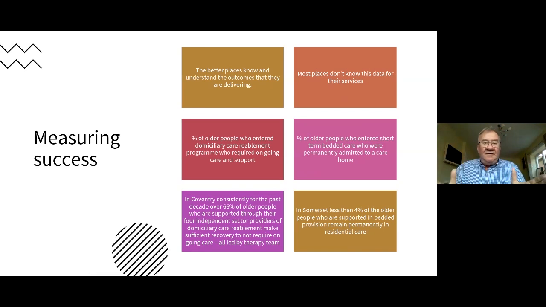So one of the challenges to domiciliary care reablement is that it's not been very well measured, and many places don't know the impact their domiciliary care reablement is having on people, good or bad. And the better places do tend to know and understand the outcomes they're delivering. They do know how many people in any period of time are making a full recovery, how many making a partial recovery, how many are returned back to hospital, etc. They know that data. Most places don't know the data for their service.